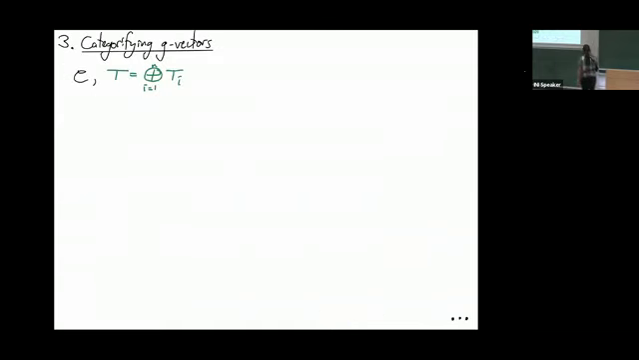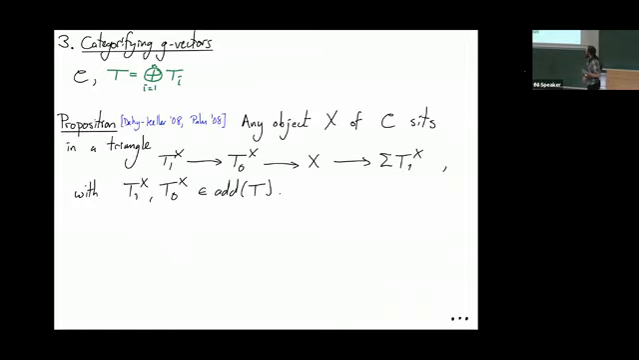Okay, now I want to talk about categorifying G vectors, so let's say what this means. I recall some notation above here, and the main result that helps us categorify G vectors is the following, due to Dehy and Keller, and also to Palu.